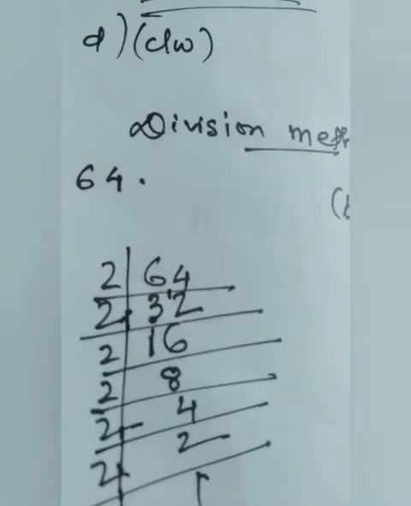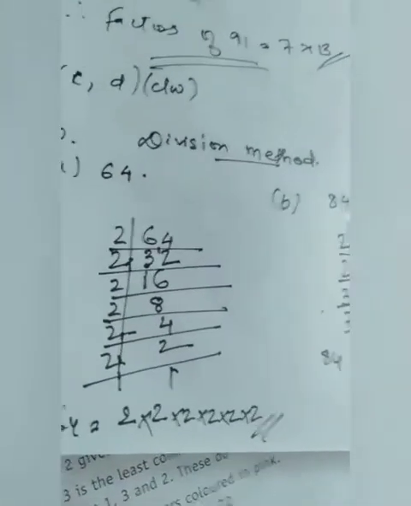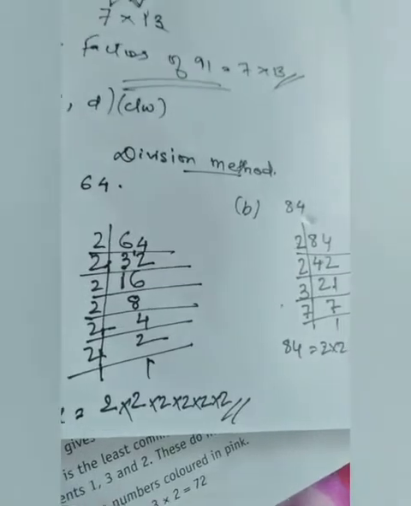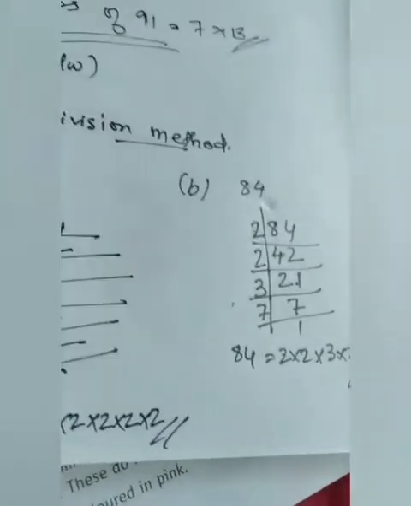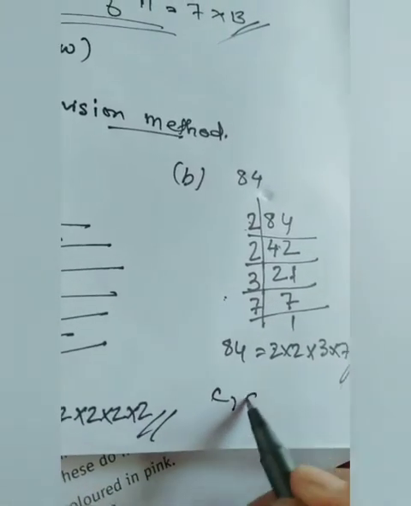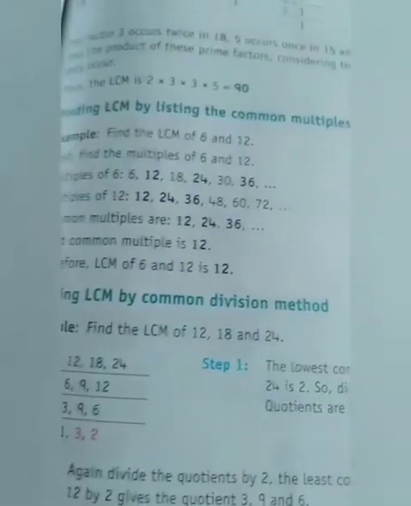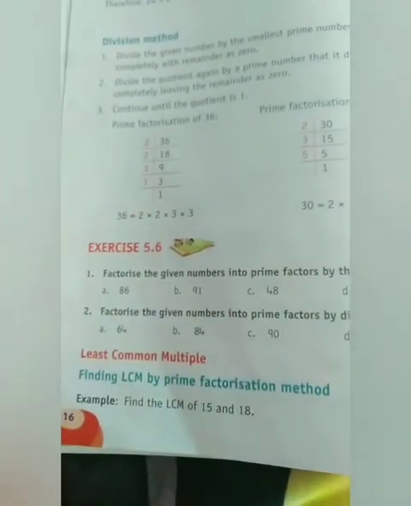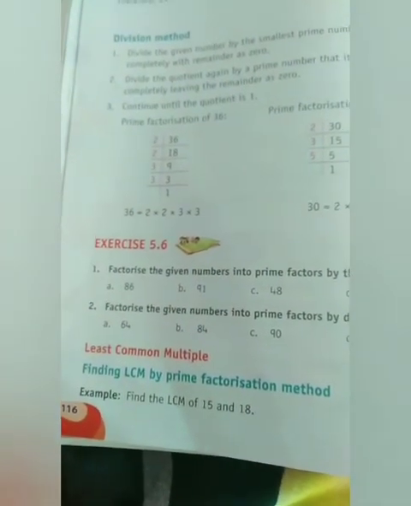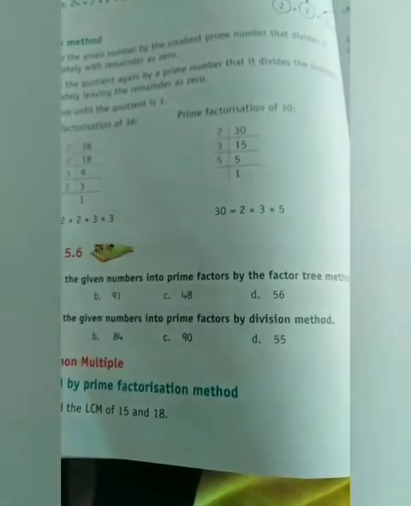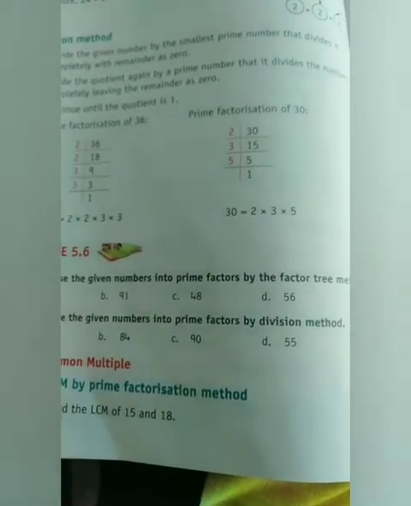Okay. Now, we have done A and B. I want you to try C and D. You have to try C and D as classwork. Okay, that's it for today. I am giving you 2 questions here. We have 2 questions in exercise 5.6. Out of these 2 questions, I'm giving you two sums to solve by yourself.